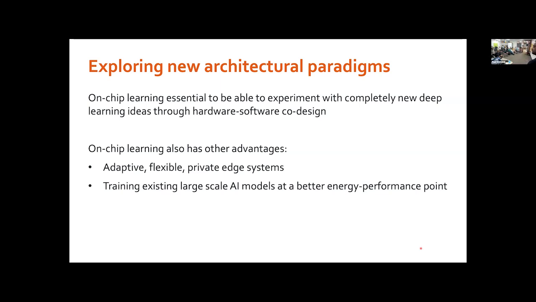And on-chip learning also has other advantages in terms of adaptive, flexible, private edge systems, and also training existing large AI models at a better energy performance point, because that's obviously also reaching a sort of ceiling in terms of how much energy these models are consuming.